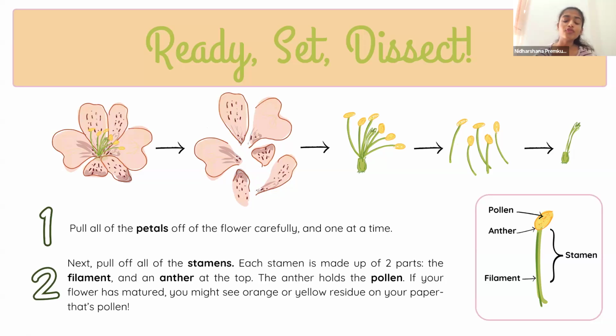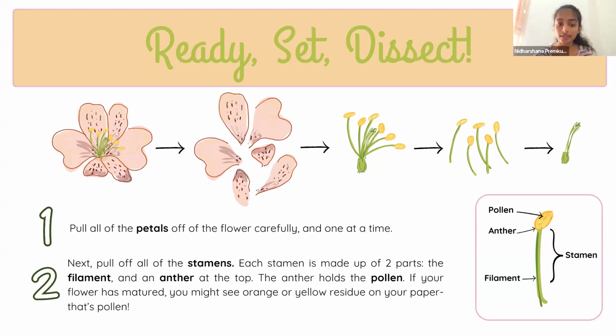Then you're going to pull off all the stamens, which means the anthers and the filaments basically. Each stamen is made up of 2 parts. So if you recall your memory, you should know what each of those parts are. They are the filament and the anther at the top. Now, like I told earlier, the anther holds the pollen.